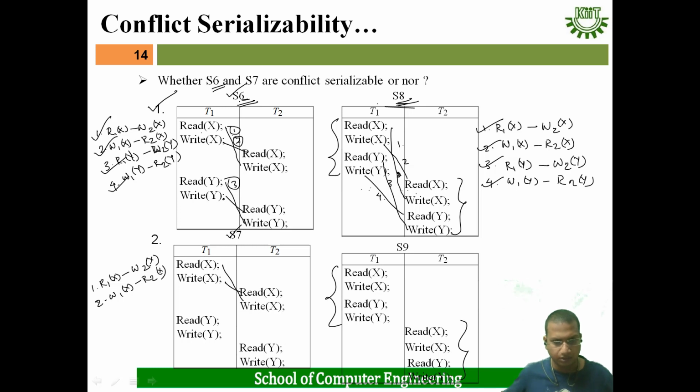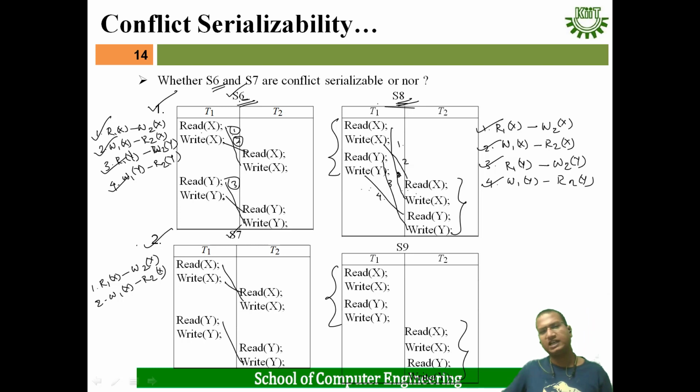Then what is your third one? Read Y to write Y. Here both are actually the same. That means this will also be a conflict serializable schedule, because S6 and S7 are both the same. That's why it is a conflict serializable schedule.